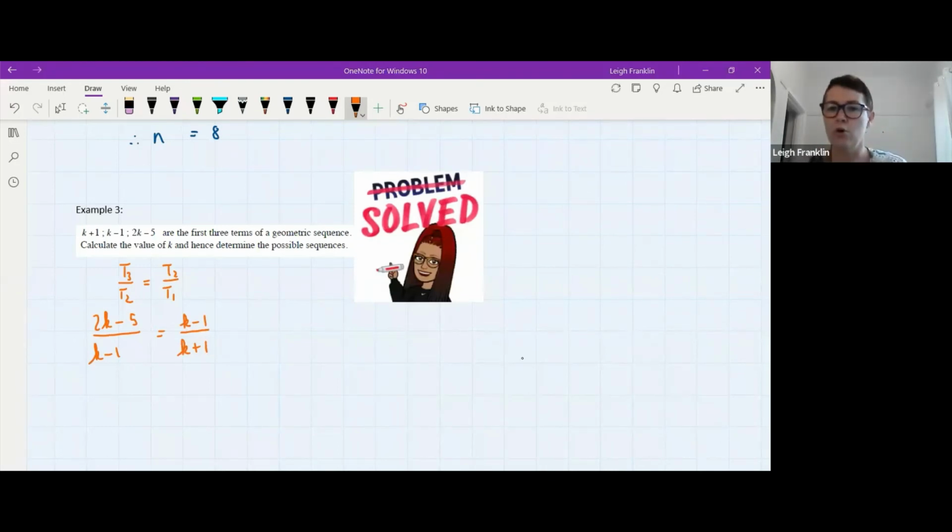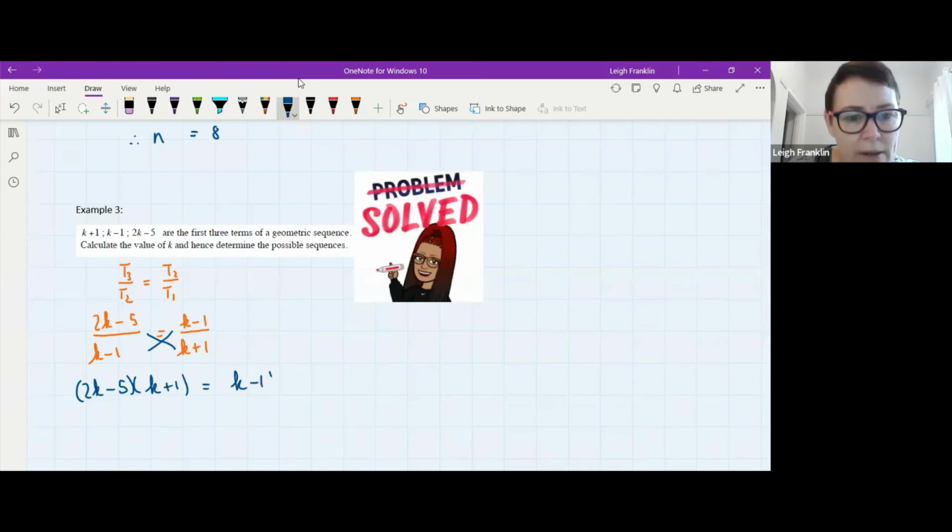But what I want to know is, what is the next step? Kanye, do you know what would be the next thing for us to do? Cross multiply. Perfect. So we're going to cross multiply. Kanye, that was great. We're going to end up with 2K minus 5 multiplied by this denominator over here, K plus 1. And then we're going to end up with K minus 1, which is our numerator on the right, multiplied by itself. So we're going to give that a square.